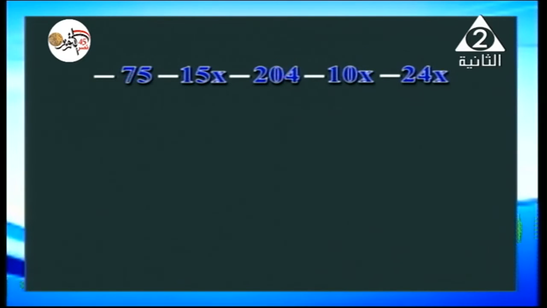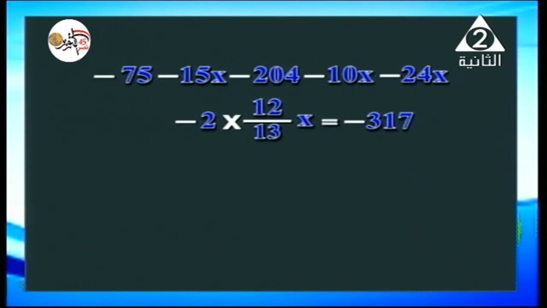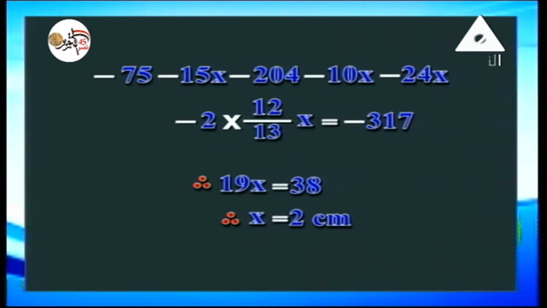My dear student, 19x equals 38, then the value of x equals 2 centimeter. This is the value of x. Therefore, AH equals 2. Why? Because we supposed before that AH equals x. After that, we found the value of x by using the sum of moments about H, x equals 2. Thus, we deduce that AH equals 2 centimeter.